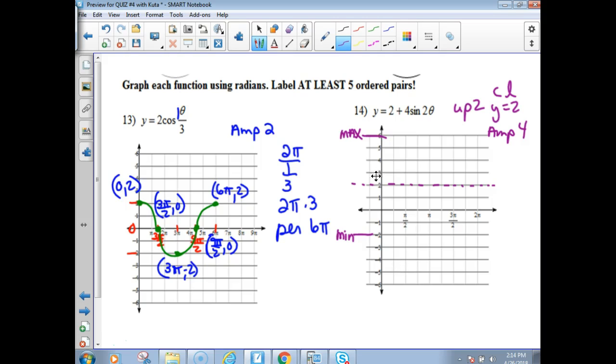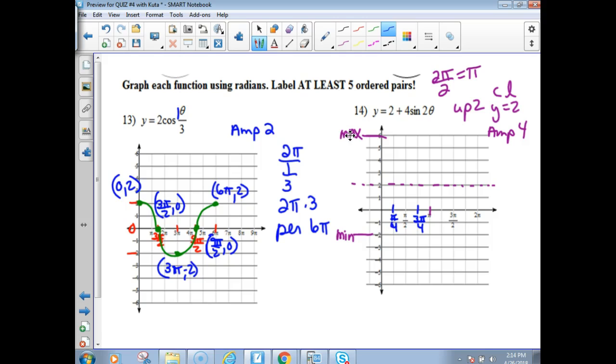Amplitude determines how far you are above and below the center line, wherever that may be. Now, you've got a B value of 2, so the period would be 2 pi divided by 2, which is pi units. So we're going to complete one cycle in pi units. That means I have to split this up properly. I have already marked pi over 2. I need pi over 4, then 1 pi over 4, 2 pi over 4, and 3 pi over 4.